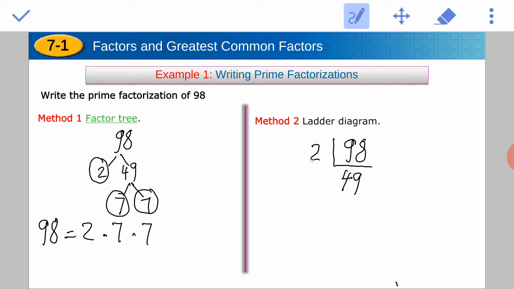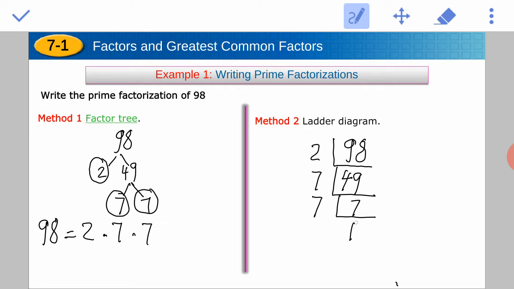49 is not divisible by 2 anymore, so leave the 2 and think about the next prime number. The next prime number in our list is 3, but 49 unfortunately is not divisible by 3 or by 5, but it's divisible by 7. 49 divided by 7 equals 7. Put it inside a box. And the 7 is divisible by 7. 7 is a prime number, so continue dividing by 7.